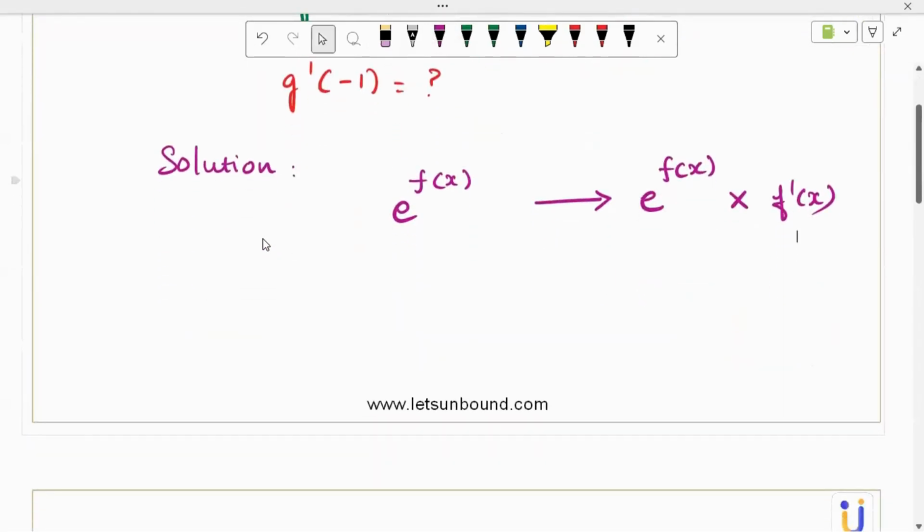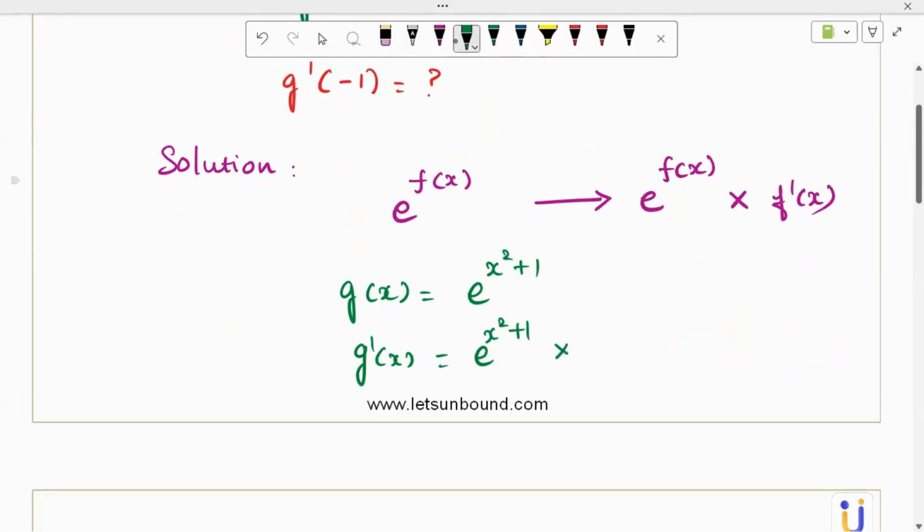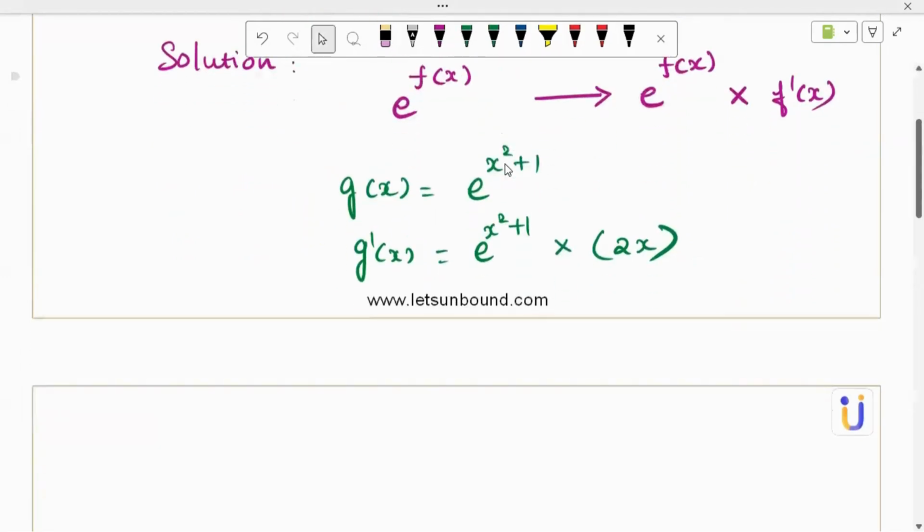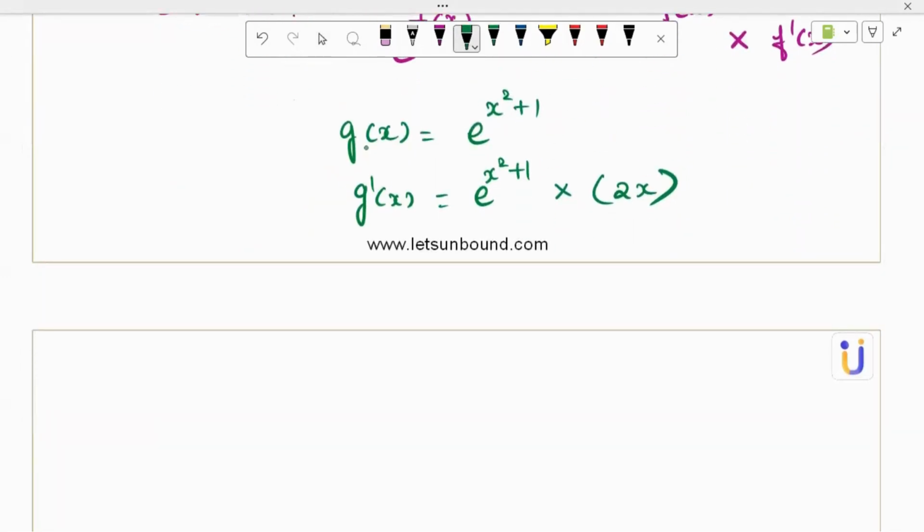Same, let's do g of x is e power x square plus 1. So copy that for g dash of x: e power x square plus 1 times 2x, since the differentiation of x square is 2x and 1 will become 0, right? So that's it. We got g dash of x in a much simpler form, like 2 times x times e power x square plus 1.